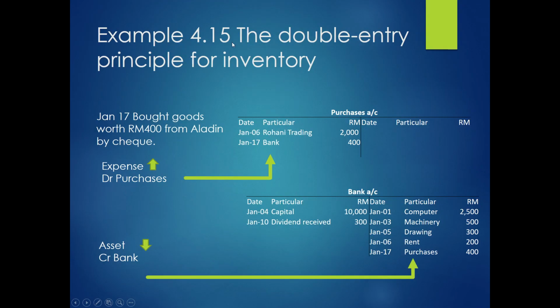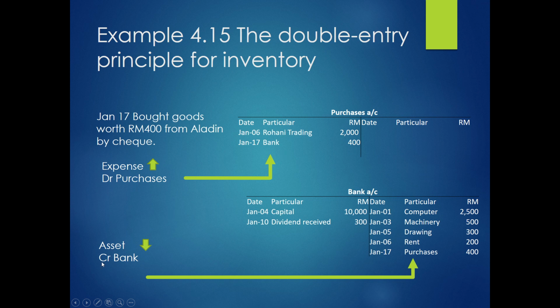And example 4.15, January 17, bought good worth 400 ringgit from Aladdin by check. Since there is a purchase of good, the amount of expenses increase. Expense increase, debit, yeah? Debit purchase account. In purchase account, you can see here on the 17th January, there is an entry of 400 ringgit and the particular is bank, which means that the purchase was made by check.